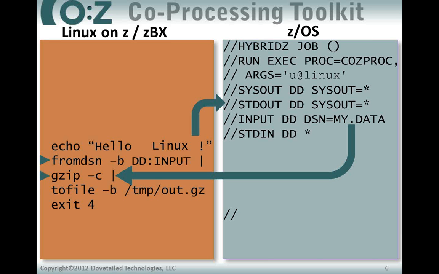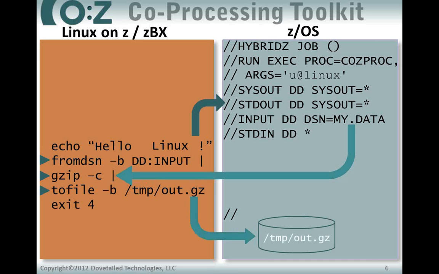The output from fromDSN is written to a pipe, a Unix pipe, which is then piped into the gzip command, which with the -c switch says to start compressing the data. Gzip, when it's done compressing the data, writes its output to a pipe, which then goes to another cozy dataset pipes command called toFile, which writes its output to a Unix System Services file called /tmp/out.gz. Let's see what happens when that starts to run.